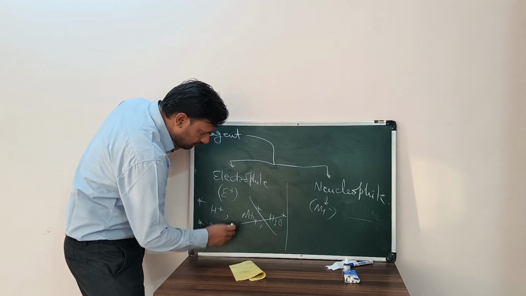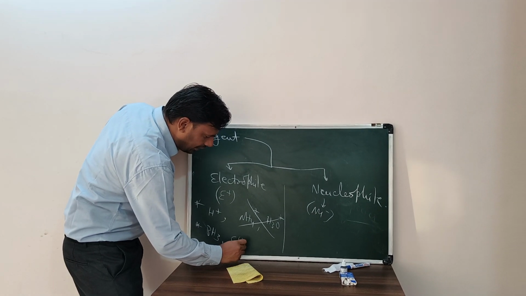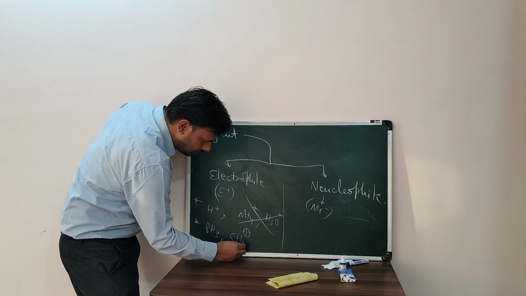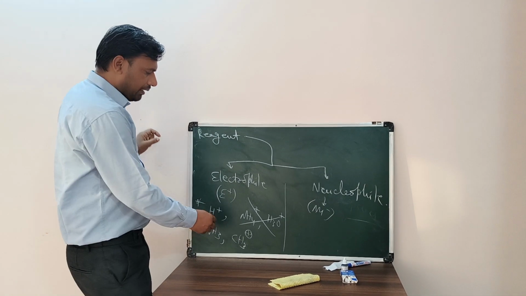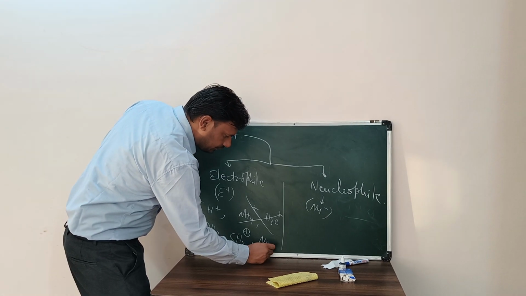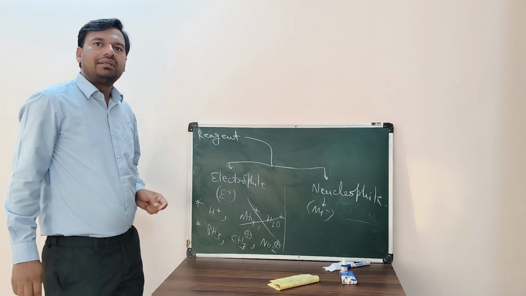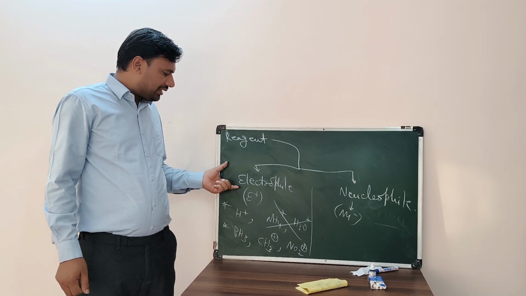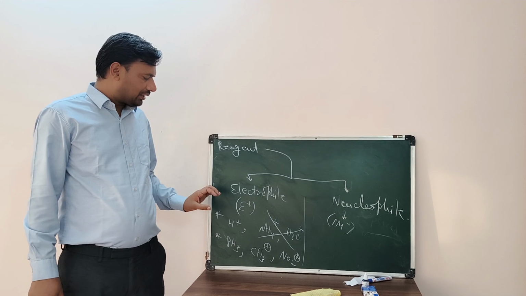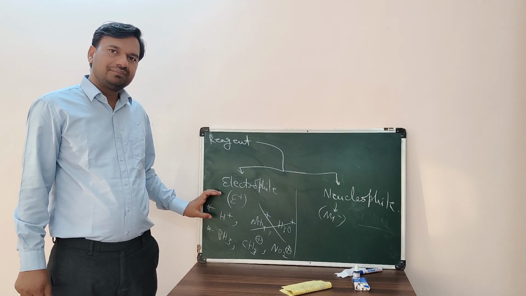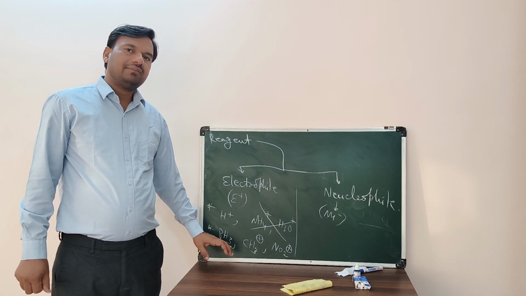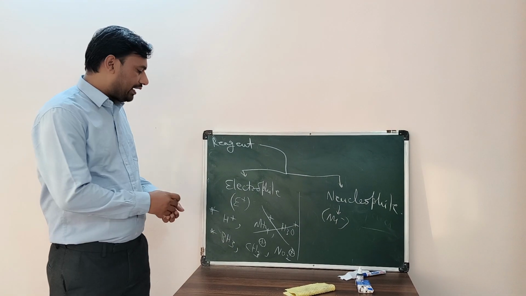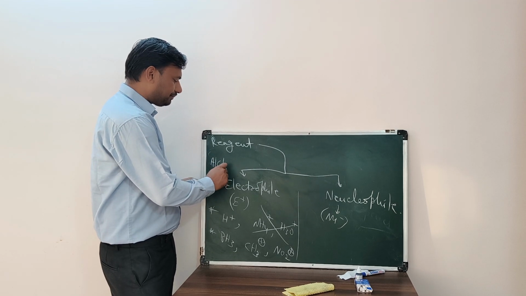If I speak of positively charged electrophiles: CH3 positive, NO2 positive, which is called the nitronium ion. So an electrophile is such a species, such an ion, which basically contains a positive charge, or it can be neutral, like boron family compounds such as boranes, and aluminium chloride also can be there.